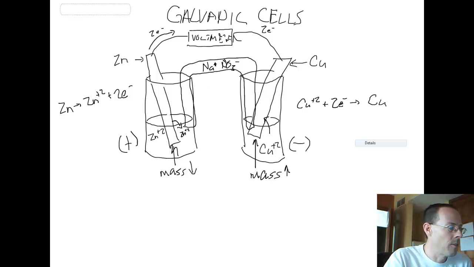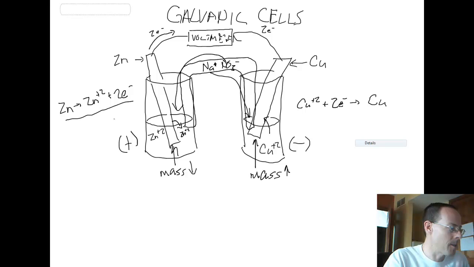So the nitrates flow this way, and sodiums flow that way. So the sodiums make up for this negative charge that's building up, and the nitrates make up for this positive charge building up.